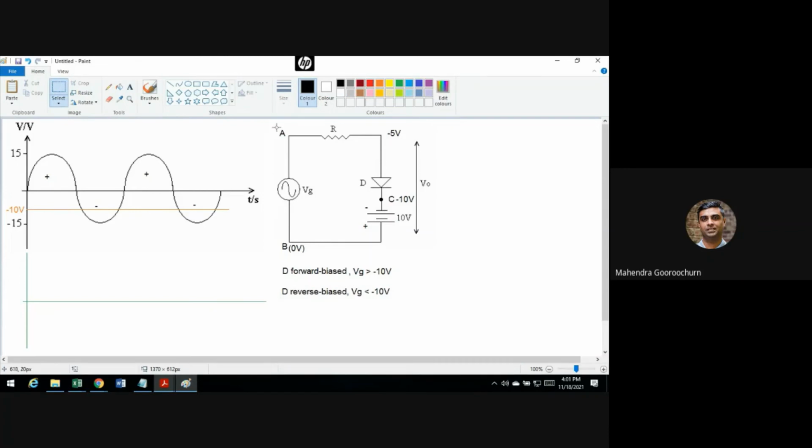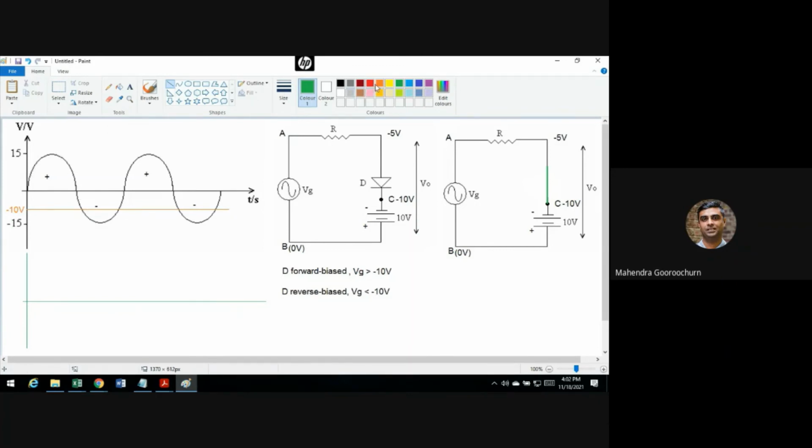Now, next step, once you've done that, you're just going to short circuit or open circuit the diode. If you take the first case, the diode is forward biased for voltages more than minus 10. Forward bias means you're going to replace the diode by a short circuit. So this is your short circuit. And where is VG more than minus 10? It's this segment, this one up to here.